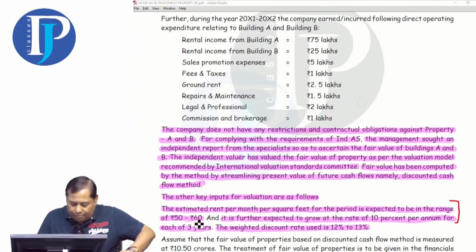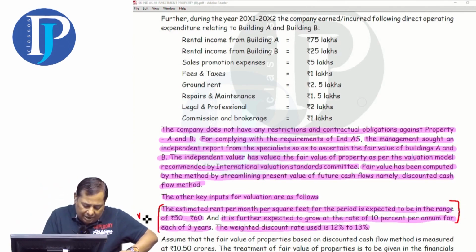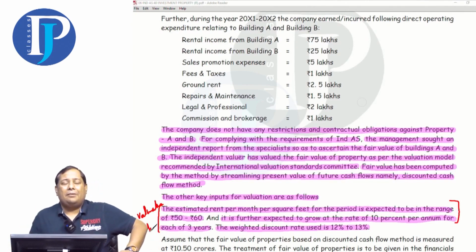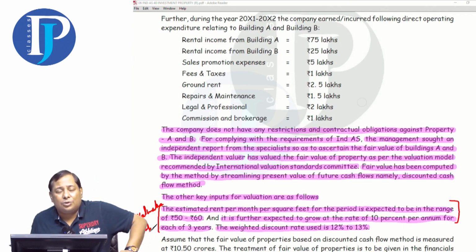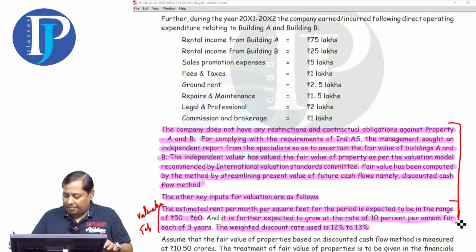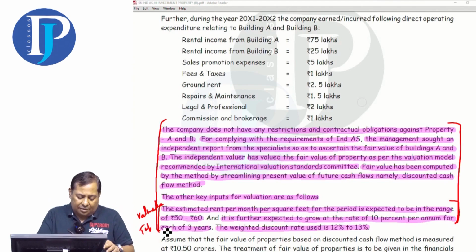These are the inputs for valuation. The inputs for valuation are given here, but how does it matter? What do we have to do with the inputs for valuation? We need the fair value for our notes to accounts. Now this story is being told. What will we do with this?